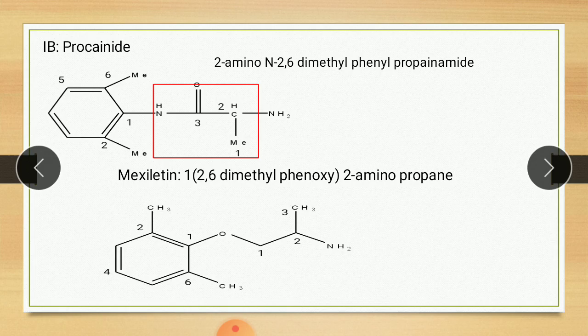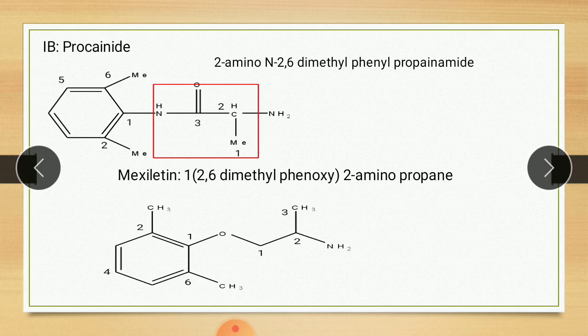Next drug is mexiletine. So this is the structure of mexiletine. IUPAC name: 1 means this one, 2,6 dimethyl phenoxy. So it is a dimethyl phenyl with oxygen, phenoxy. 2 amino, so here is 2 amino. Propane means 3 carbon, 1, 2, 3 propane. So 1 in bracket 2,6 dimethyl phenoxy 2 amino propane.